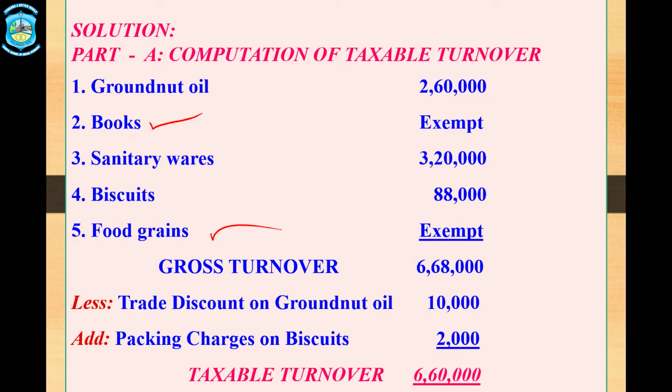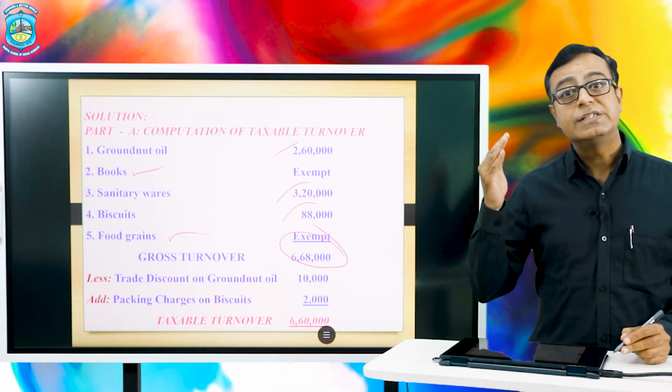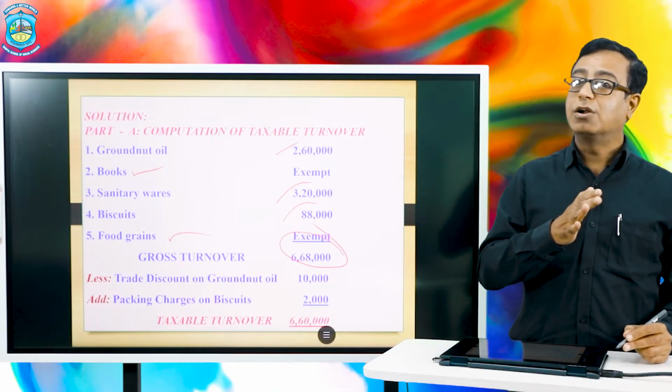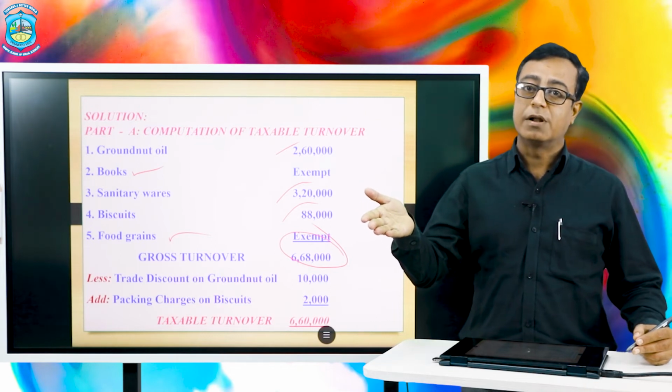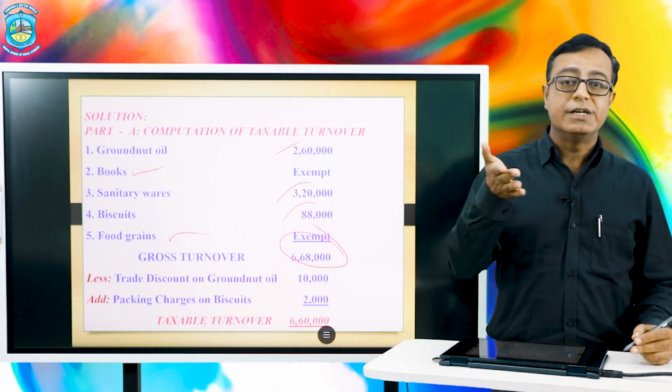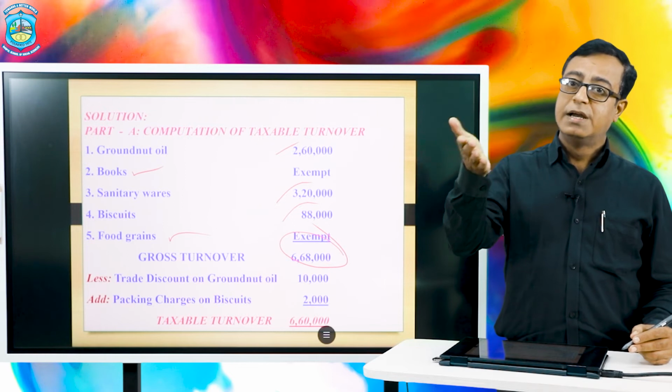So here we have the list of the rest of 3 items. We have the groundnut oil 2,60,000 rupees. We have sanitary ware of rupees 3,20,000, and we also have the supply of the biscuits. It is 88,000. So here we have the first answer of our calculation. It is gross turnover, it is 6,68,000 rupees. Now, it is only gross turnover, not a taxable turnover. We cannot charge GST on this particular amount, because under GST rules we have some inclusions and some exclusions.